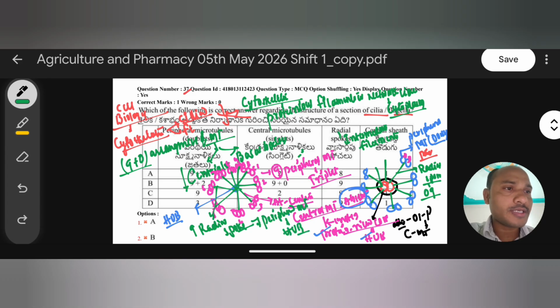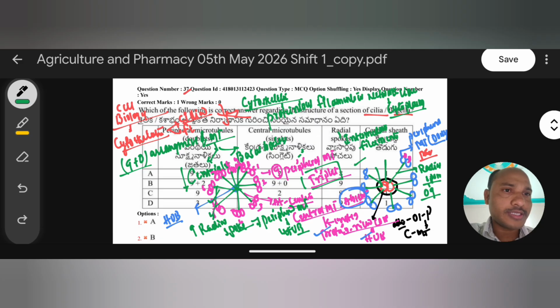Why? Because here at the center we don't have any microtubules. Hence the peripheral microtubules are triplet in nature. They are connected to the hub with the help of these 9 radial spokes. So this is how the microtubules are arranged in centrioles and basal bodies. And here we discuss how these microtubules are arranged in cilia and flagella.